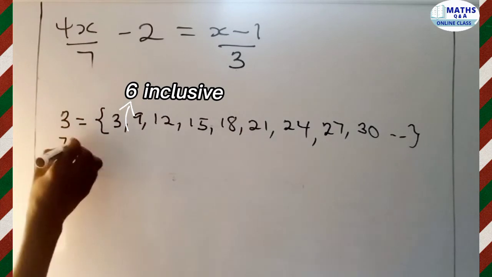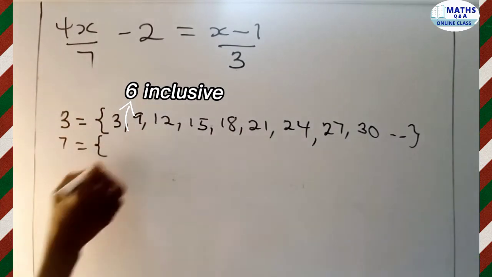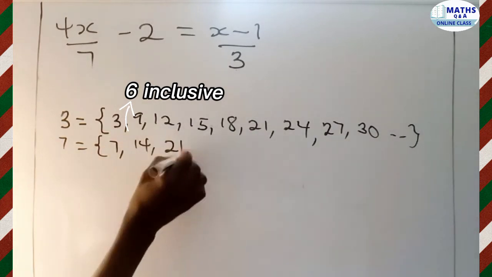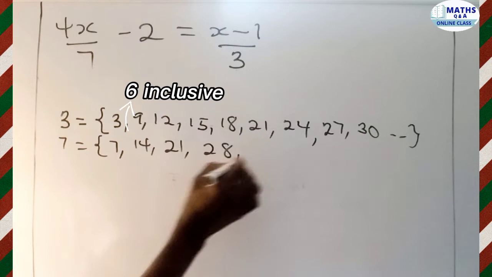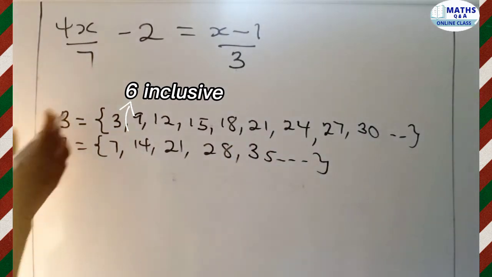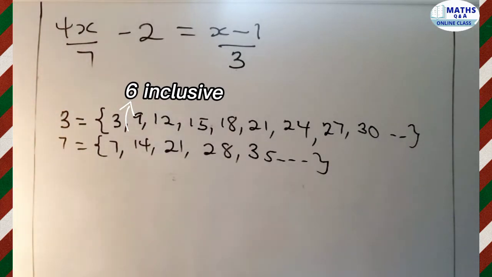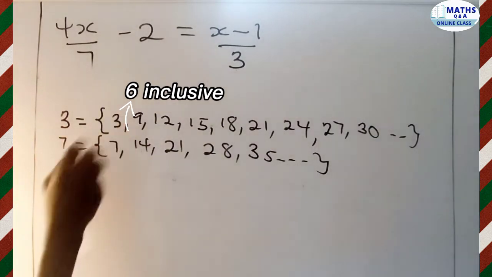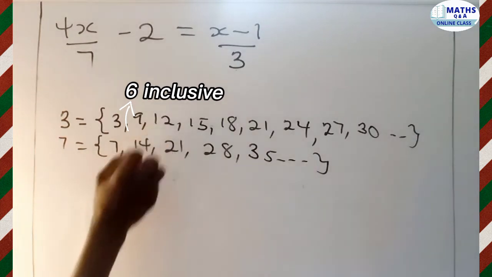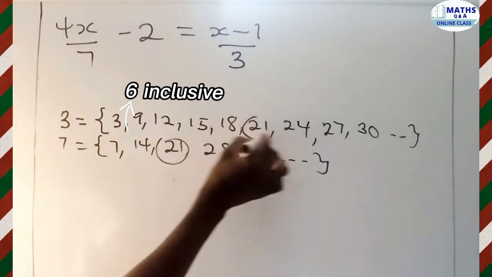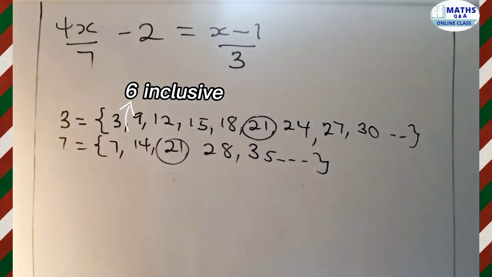Now let's come to 7. Multiples of 7. We have 7, 14, 21, 28, 35, and the rest. Now looking at the multiples of 3 and 7, we have to find the numbers which are common to both. We have 7 here, we don't have 7 here. We have 14 here, we don't have 14 here. We have 21, we have 21. So 21 is the first common multiple for 3 and 7.